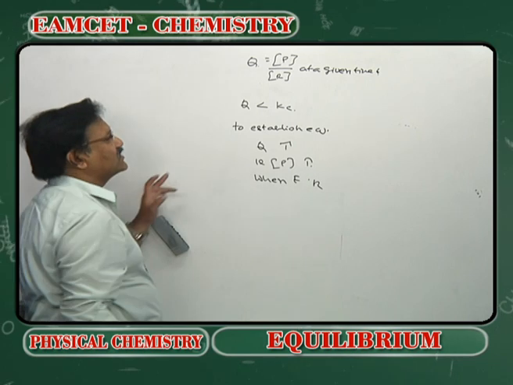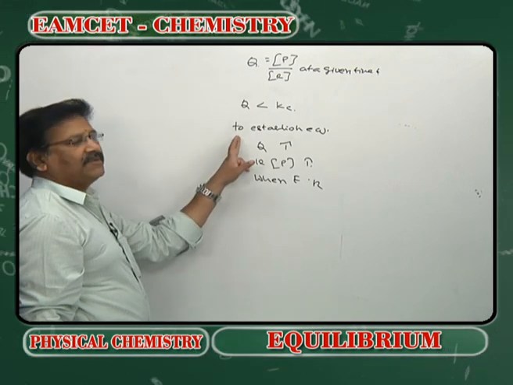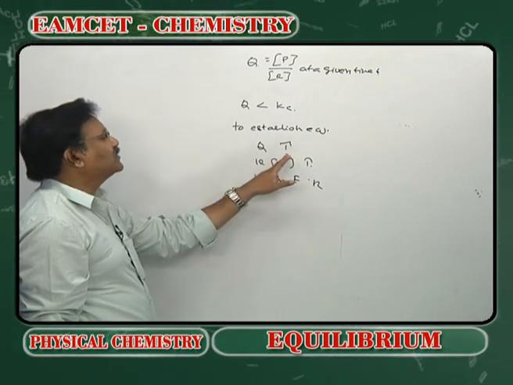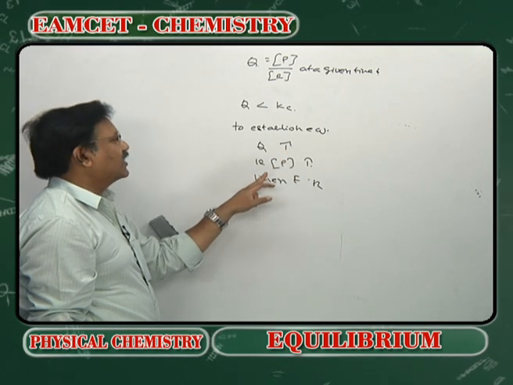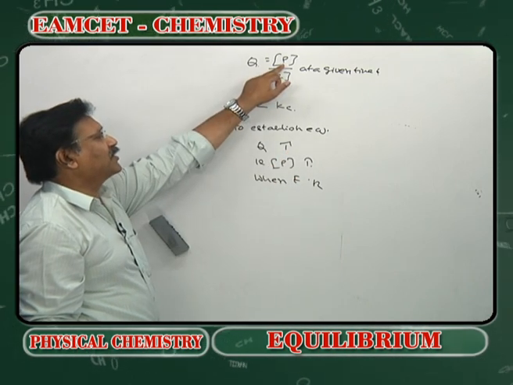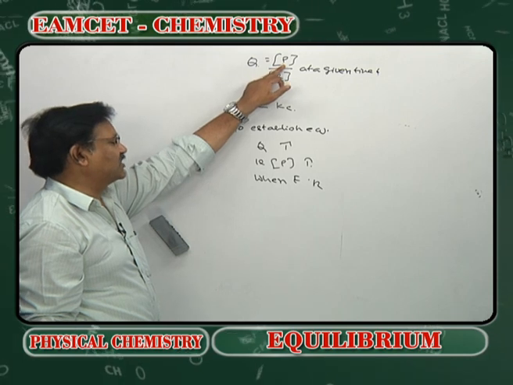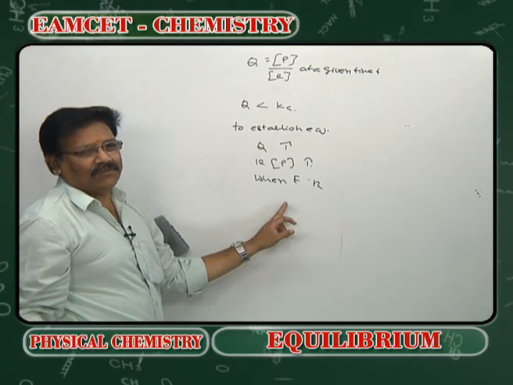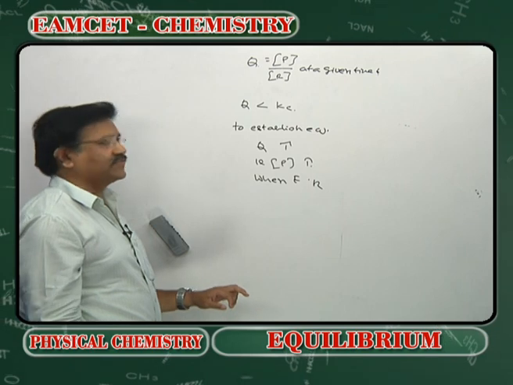So when Q is less than Kc, to establish equilibrium, Q value must be increased. That can happen only when the product's concentration is increased, which is possible only when the forward reaction is favored.